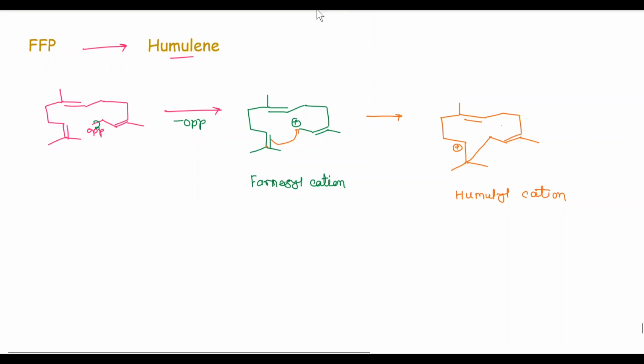And so in the next step, on loss of this proton, that is minus H plus, we get a double bond here, CH3 here, CH2 here, and it is attached to this carbon atom, and this is called humulene. So in this way we can prepare humulene from the FPP.